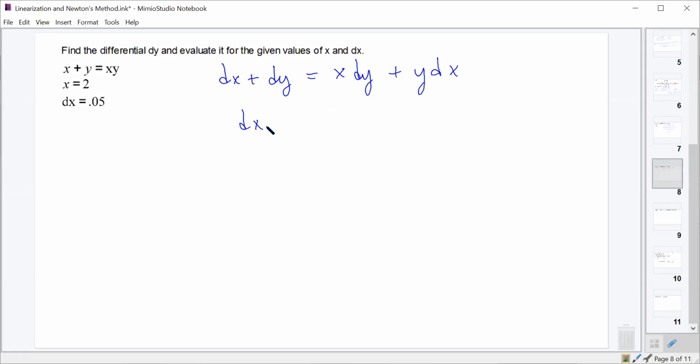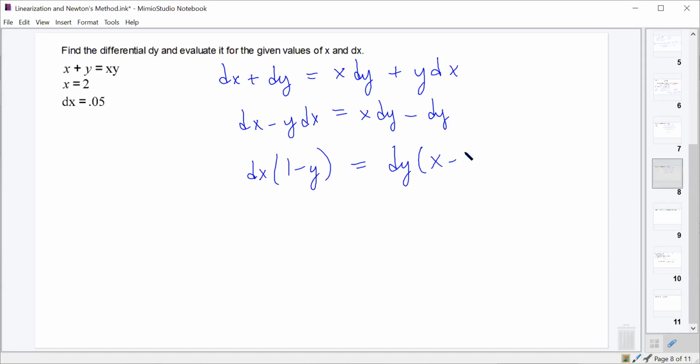we could write this as dx minus y dx equals x dy minus dy, and we could factor out the dy. In fact, might as well factor out the dx so we don't have to multiply multiple things by 0.05. So dx times 1 minus y equals dy times x minus 1. And so we'd have dy is equal to dx times 1 minus y over x minus 1. Everybody good with that?